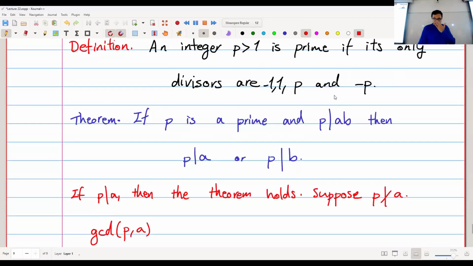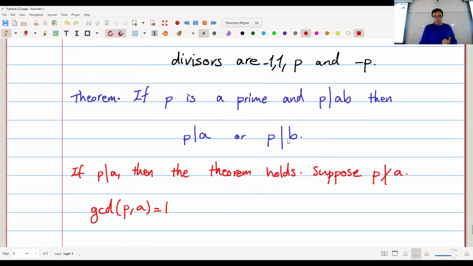Look, when I'm talking about GCD, I'm only looking at non-negative or basically positive divisors in this case. So I don't care about -1 and -P. The GCD of P and A cannot be P, because that would mean that P is a divisor of A. So the GCD of P and A has to be 1. Okay? But here's the thing. P divides AB, GCD of A and P is 1, so P should divide B.